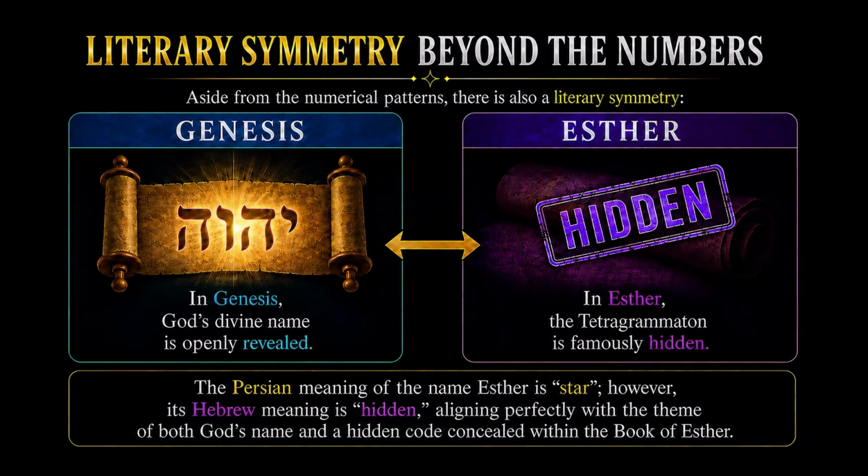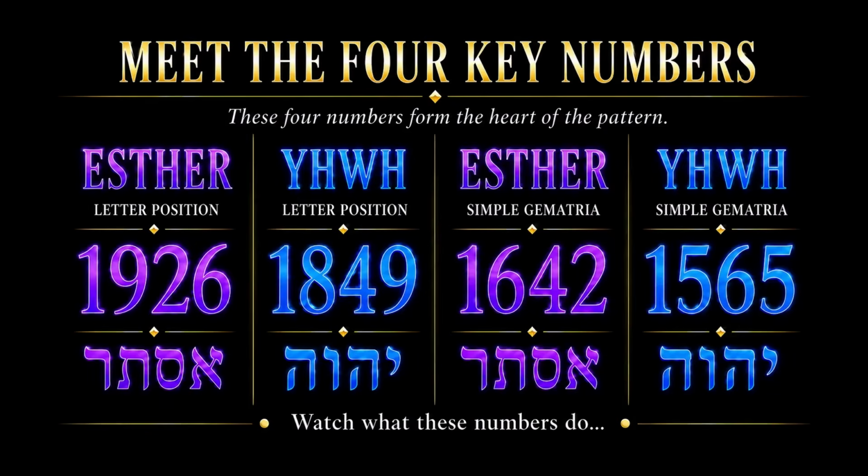Aside from the numerical patterns, there is also a literary symmetry. In Genesis, God's name is openly revealed, and in Esther, the Tetragrammaton is famously hidden. The Persian meaning of the name Esther is star. However, the Hebrew meaning is hidden, aligning with the theme of God's name being hidden in the book of Esther.